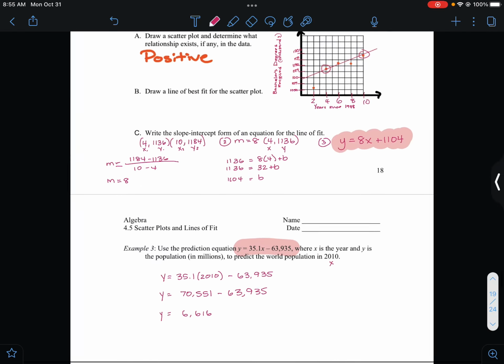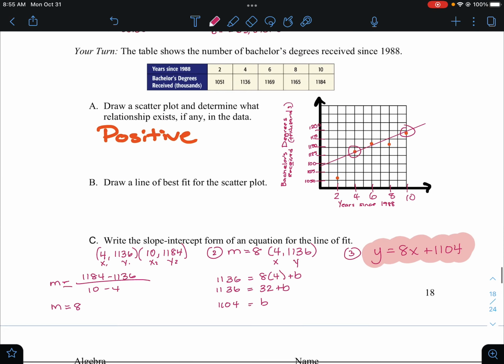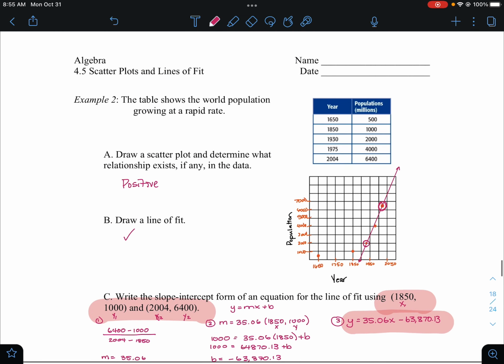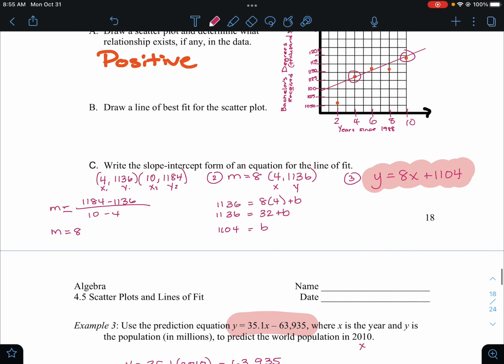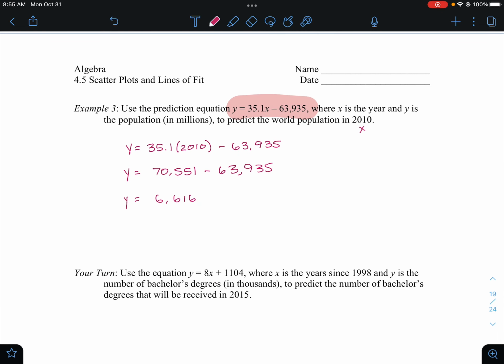So does this mean the population was only 6,616? Because that doesn't seem right. But if we look back up here, this is in millions. So this is actually like 6.6 million. We'll just do 6.6 million people. Okay, and we could look that up. I know we have in the past and that's come out pretty accurate.